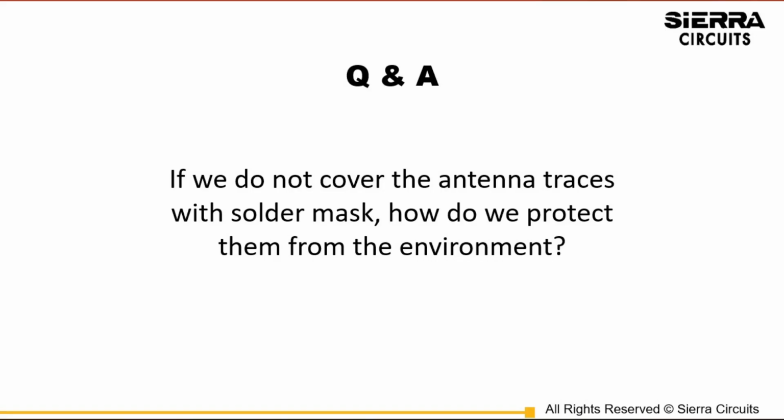So the question is, if we do not cover the antenna trace with solder mask, how do we protect the traces from the environment? You can have a gold finish. You can have an ENIG finish. Or you can have tinning. But the ENIG or gold finish will be the best. And it will also be smooth so that there is no roughness on the surface.